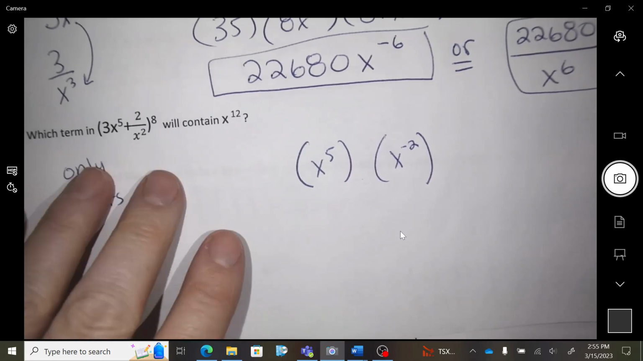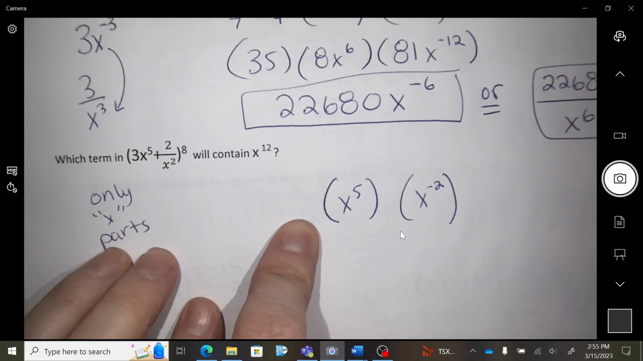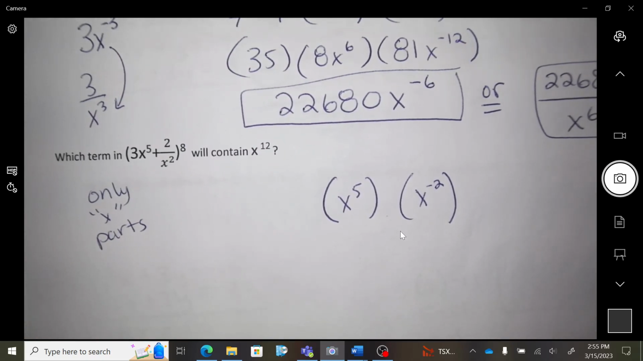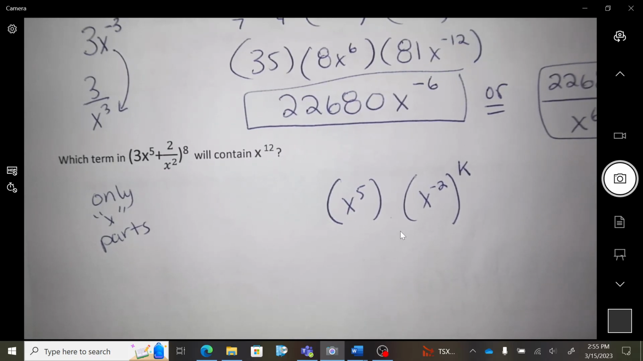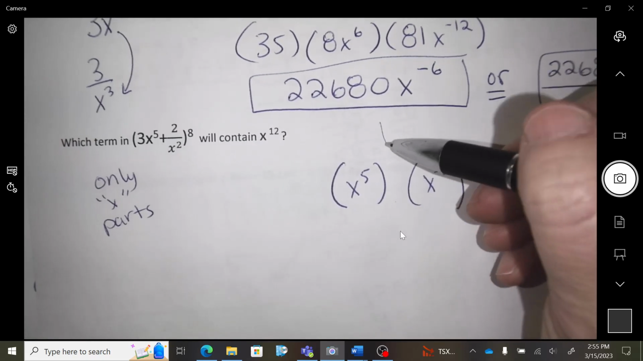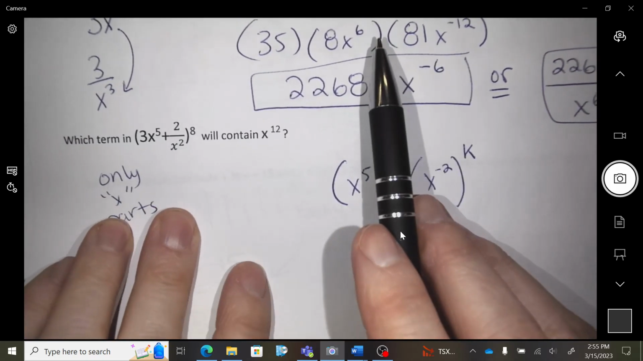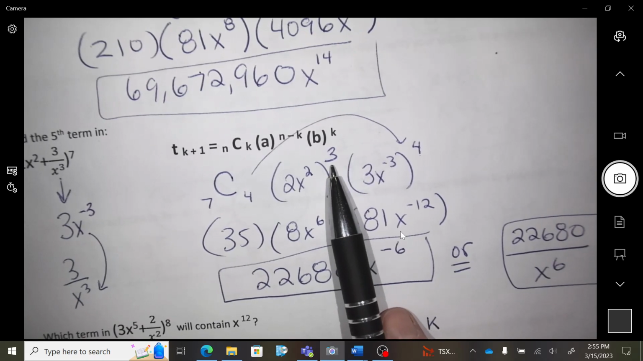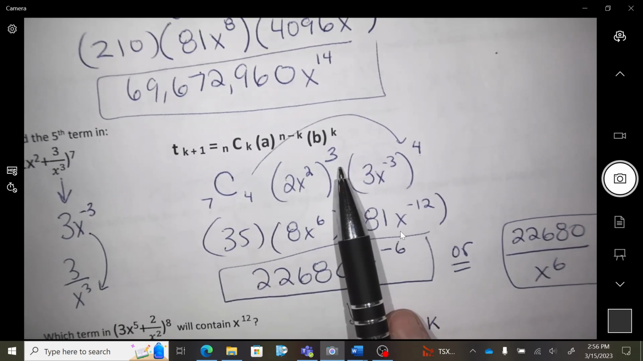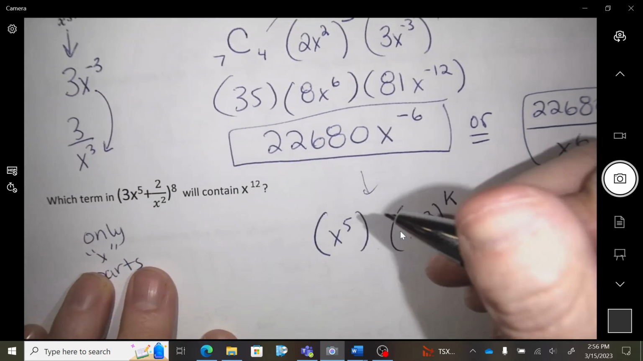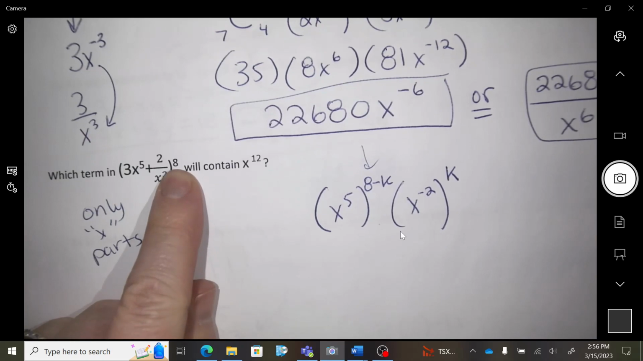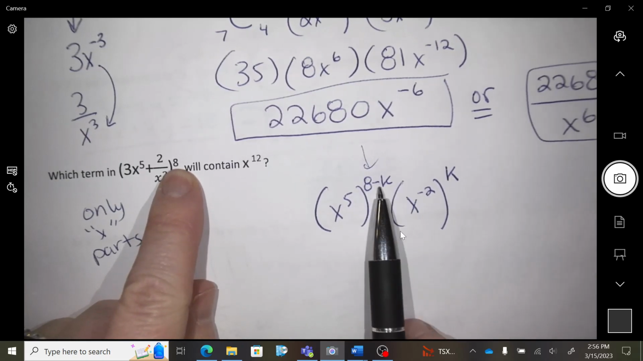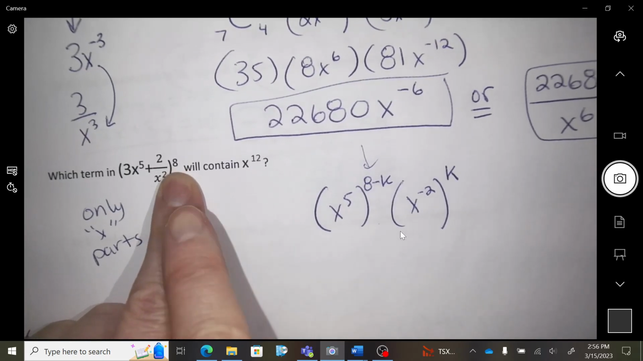This time, I don't know which term, I don't know my choosing number, so I'm going to put a k on the outside. Then, what do you know about this exponent? What did we always do? What's the rule? How did we always get to this one? It's the subtraction number. So 8 minus k. Where's my 8 coming from? The exponent. The two exponents always have to add to the original exponent.